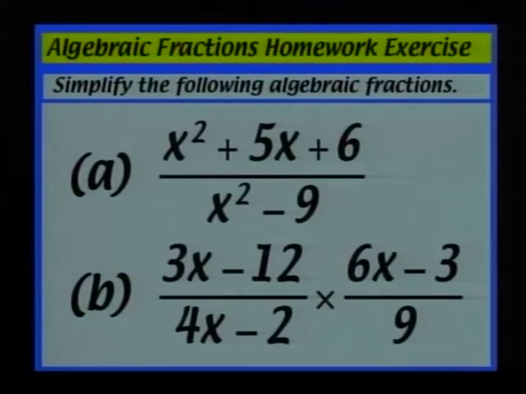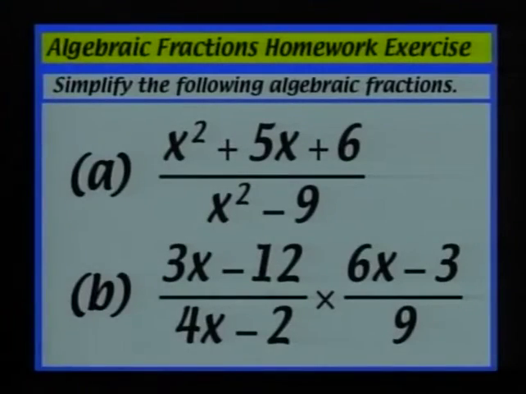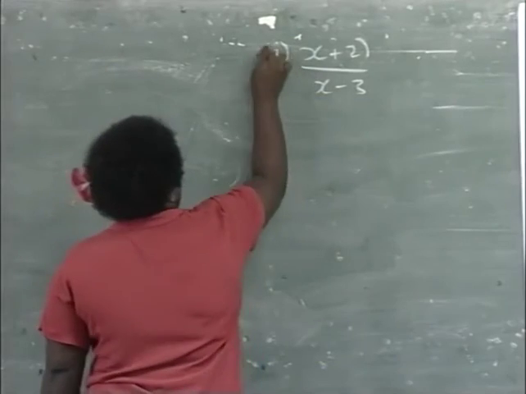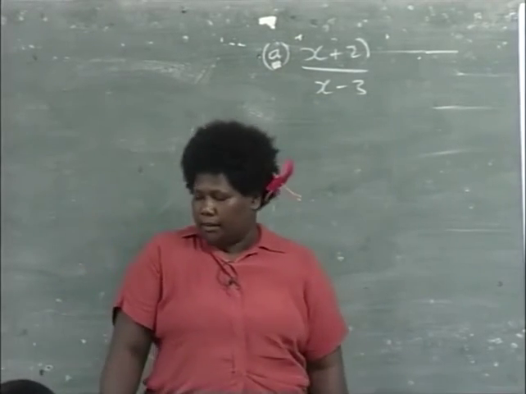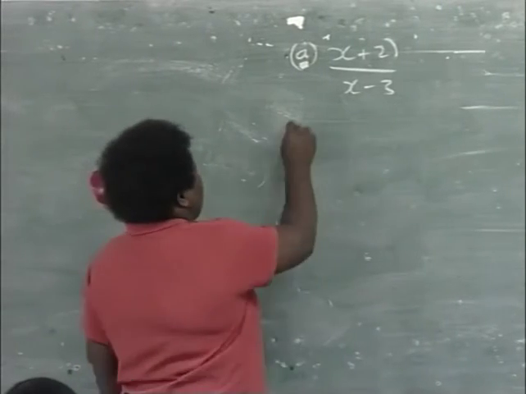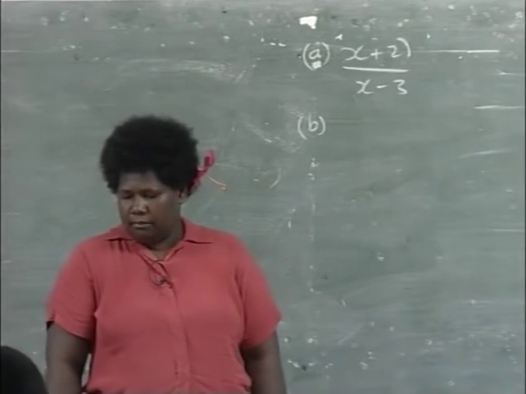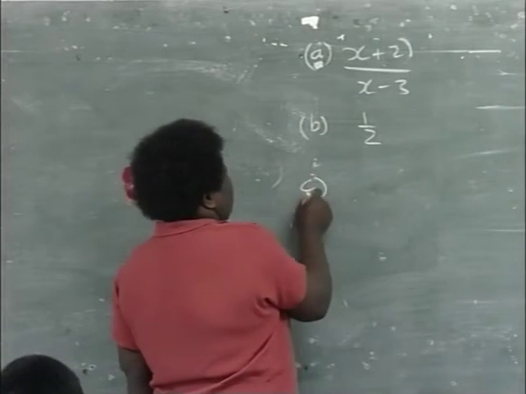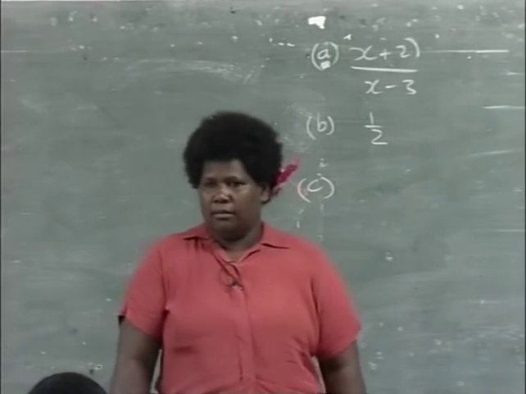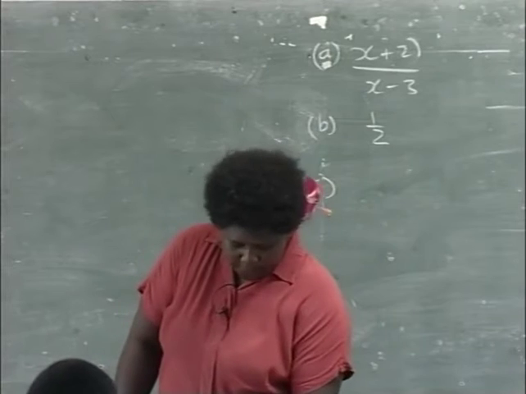A. X plus 2 over x minus 3. All right, correct for letter A. Letter B, Livingston. Half. 1 over 2, you all agree? Oh, some people don't agree.